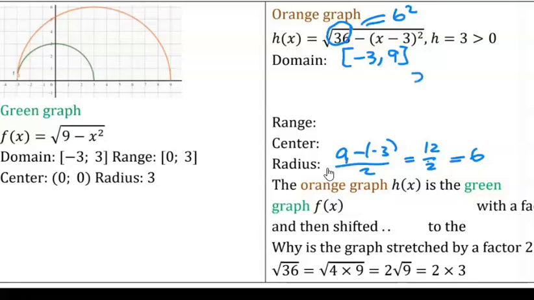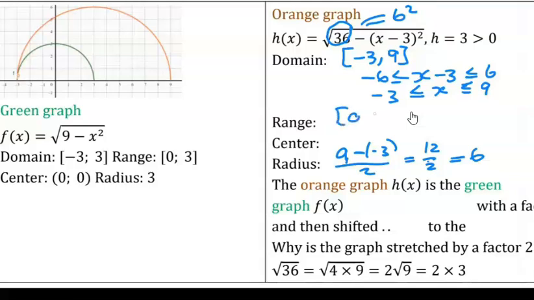To get the domain, we can say x minus 3 is less than or equal to 6, greater or equal to minus 6. So x is greater or equal to minus 3 and less than or equal to 9. So this also corresponds to the graph here. And it corresponds to what we wrote there. So the range is everything from 0, because it did not shift vertically, and then we just add the radius, which is 6, so it's from 0 to 6, that distance there. So the midpoint will be 3, 0. So the center will be 3, 0.